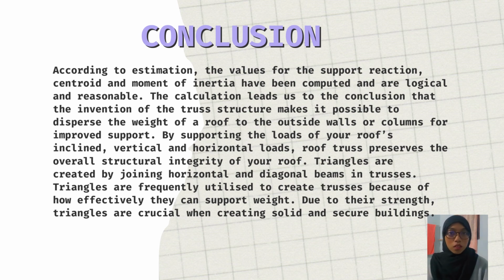By supporting the loads of your roof, inclined, vertical and horizontal loads, roof trusses preserve the overall structural integrity of your roof. Triangles are created by joining horizontal and diagonal beams in trusses. Triangles are frequently utilized to create trusses because of how effectively they can support weight. Due to their strength, triangles are crucial when creating solid and secure buildings.